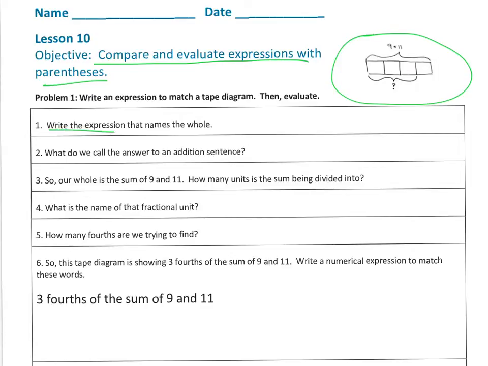So write the expression that names the whole. Well, it gives it to us right there, 9 plus 11. Now this is an expression, not an equation, because there's no equal sign. If it had an equal sign, then it's an equation. So what do we call the answer to an addition sentence? The sum. Whenever you hear the word sum, you know we're talking about addition. So our whole, this whole thing, is the sum of 9 and 11.